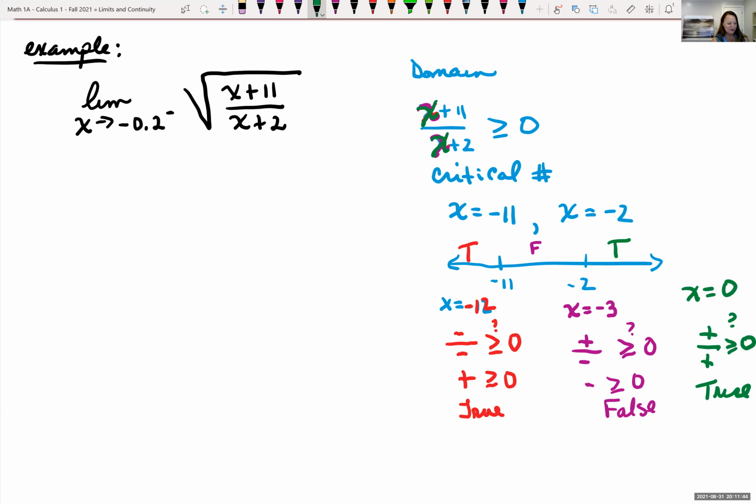A long way to show, first of all, that -0.2 is in our domain. Our domain is all values from -infinity until we hit -11, and it's okay to hit -11 because that makes it equal 0. So I'm going to have a bracket. So -infinity to -11 union, and I'm not including -2 because x can't be -2. That's what sets my denominator equal to 0, and it's not part of my domain. So I have parentheses -2 to infinity.